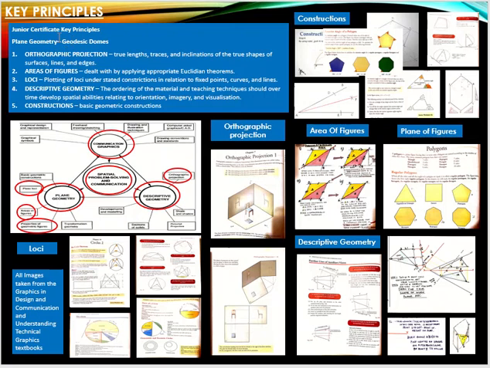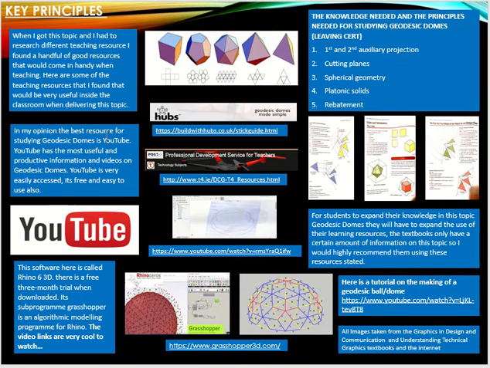So moving on to key principles. So I run through the junior cert key principles of what to know when you're going to cover this topic. So orthographic projection, constructions, area of figures, loci, descriptive geometry, etc. So I move on to the leaving cert side of it. So the knowledge needed first and second, auxiliary projection, cutting planes, platonic solids, rebatment, etc.